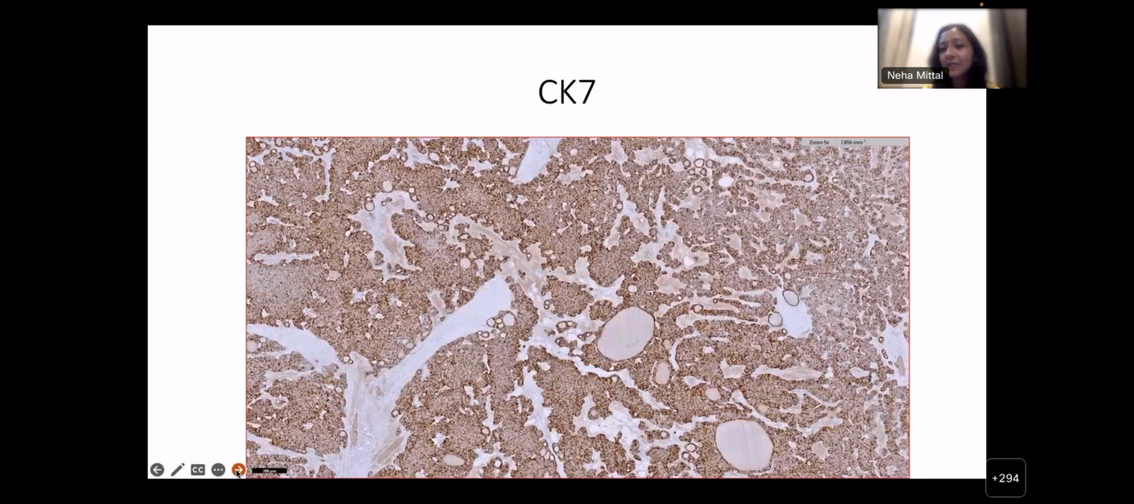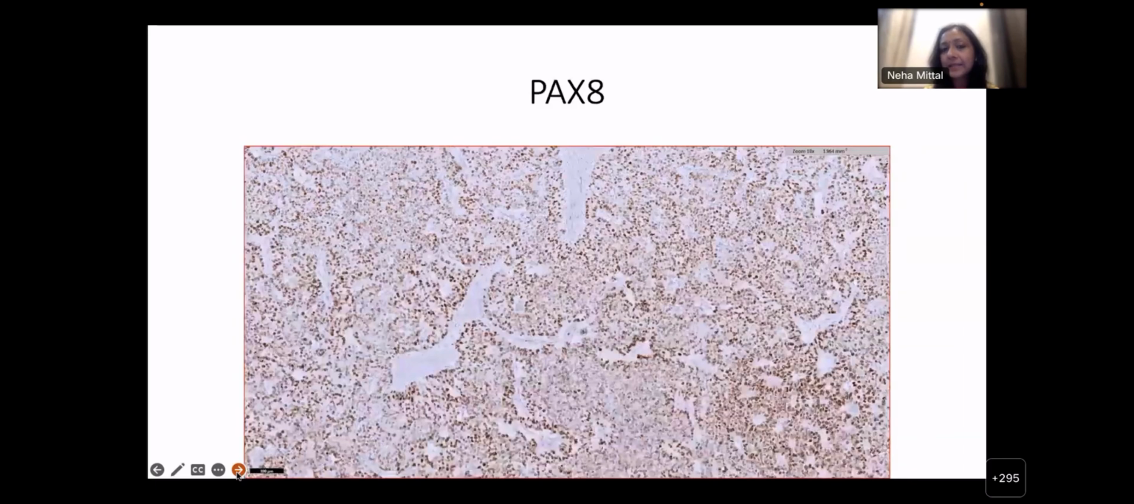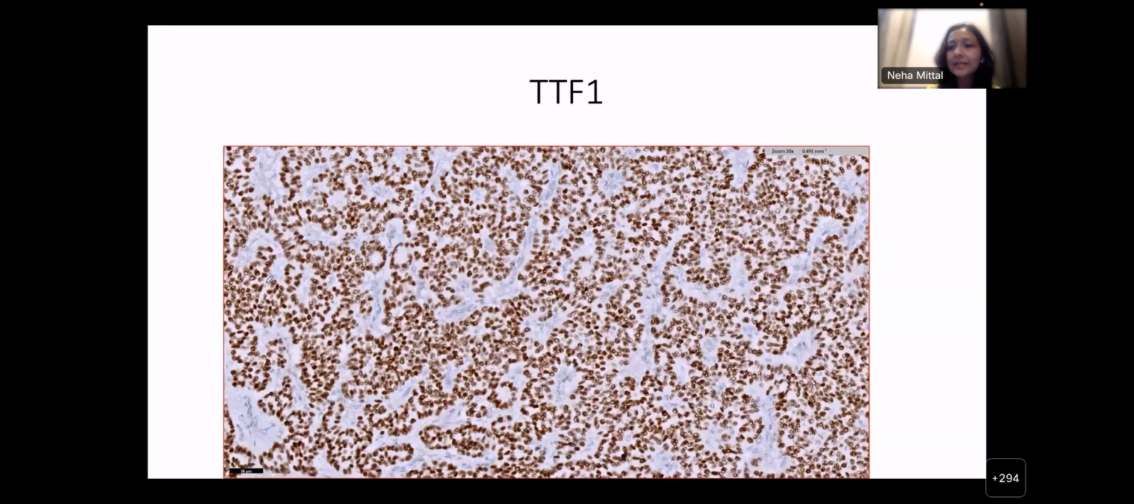So this is CK7, which is diffusely positive. Jabu, please keep interpreting the immunohistochemistry. What is this? This is PAX8, correct. It is positive. It is diffusely positive nuclear staining. But as Jabu said, we need to do TTF1 in this case. So what is the TTF1? Positive. Diffusely positive nuclear, as expected.